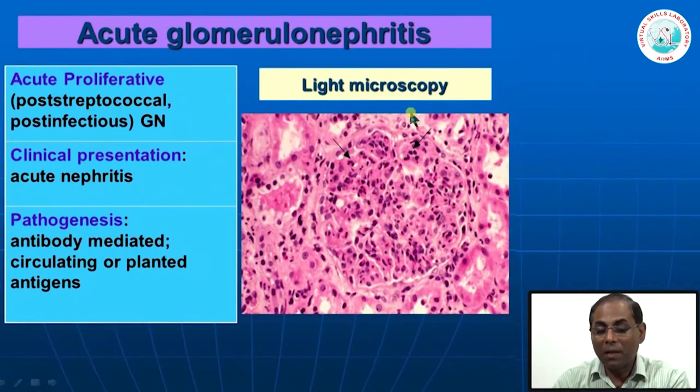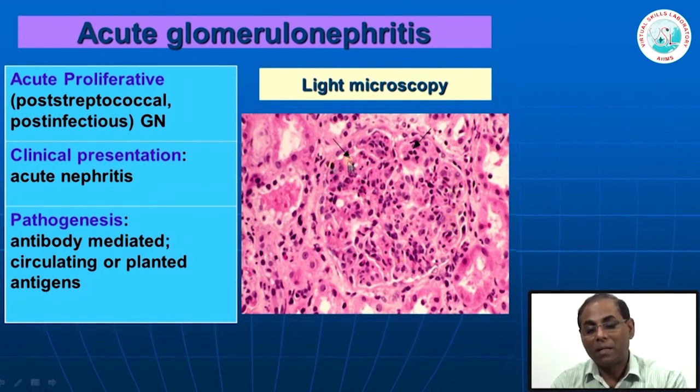Now, this is the typical photomicrograph of a glomerulus. If you see, this glomerulus is totally bloodless. I have shown you the other glomerulus here, where you can see the capillaries are wide open, you can see the capillary lumen. Here you cannot see any capillary lumen. So, this kind of fully bloodless glomerulus is a typical example of acute diffuse proliferative glomerulonephritis.